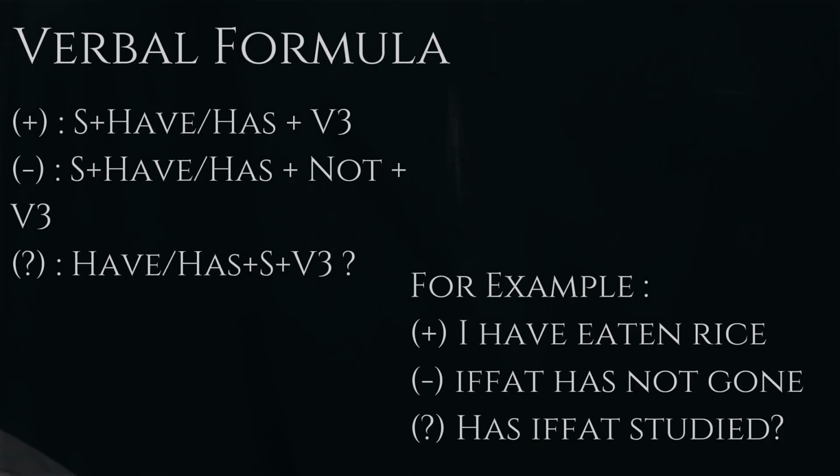In negative sentence, that is subject plus have or has plus not plus verb 3. For example, Andy has not got, in the negative sentence. Okay, next is interrogative sentence, that is have or has plus subject plus verb 3. For example, has Ifat studied?